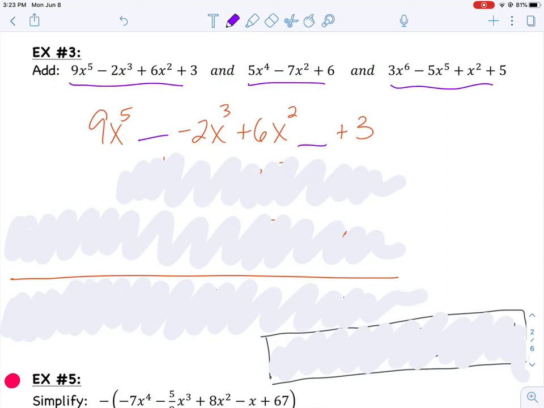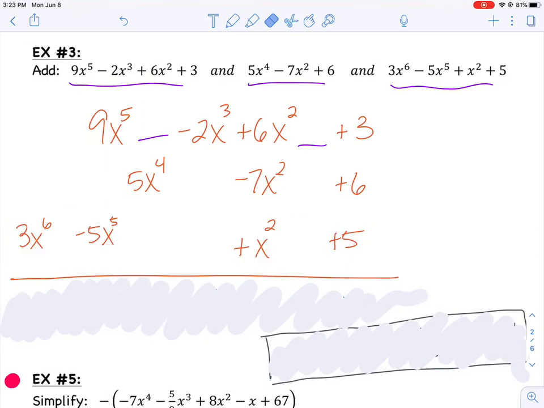I'm going to write my next polynomial. I have a 5x to the 4th, so I'm going to put that in the x to the 4th column. Remember that there was no x to the 4th in the first polynomial, but there is one in this one. Then I have a -7x squared, that goes in that column, and then I have a +6. Do the same thing for the third polynomial. I have a 3x to the 6th, that goes in its column. I have a -5x to the 5th. I have a +1x squared, and then I have a +5.